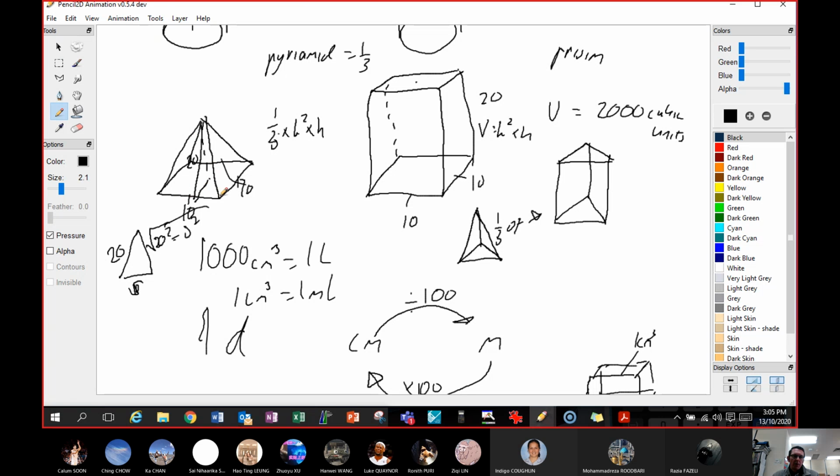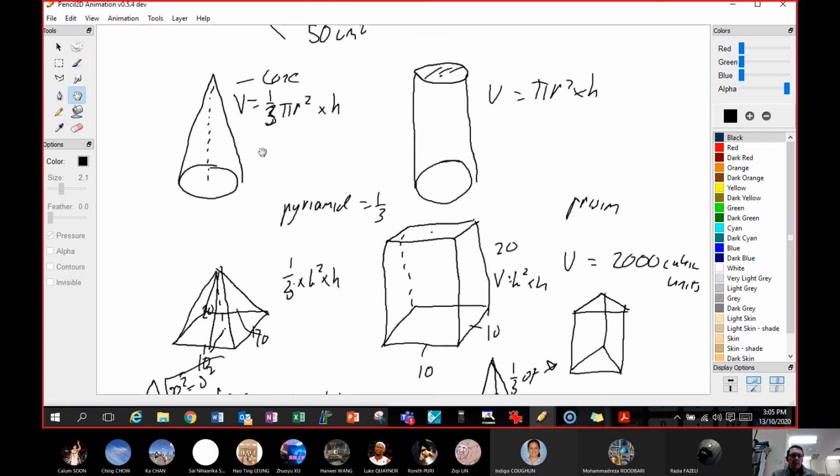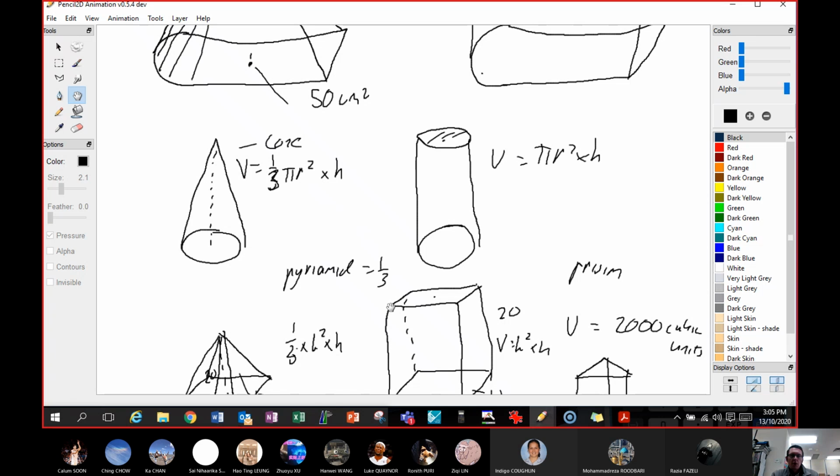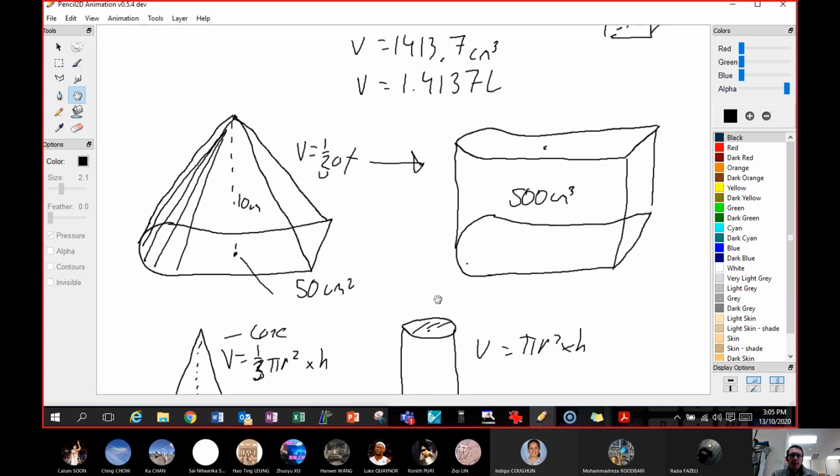Then you'd go the base, 10 by 10, times by this height, sorry, and then you have to times by a third. But at the moment, you'll just get this straight height going up. It needs to be perpendicular to the base, remember. A cone is exactly the same thing. It's a third of the volume of a cylinder. Again, it's a third of this is what we're talking about.